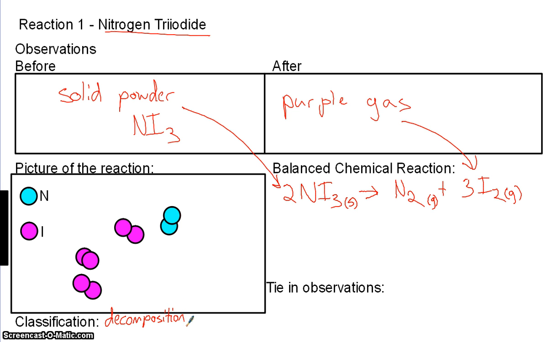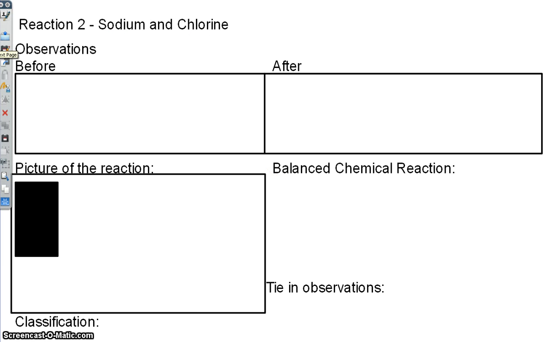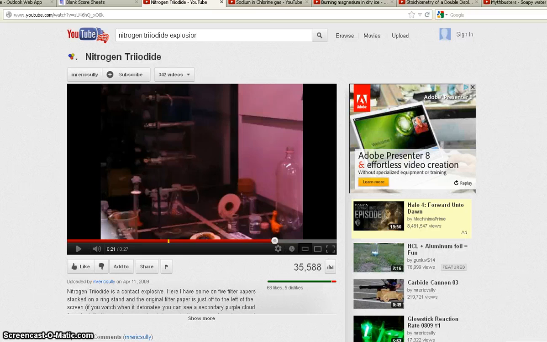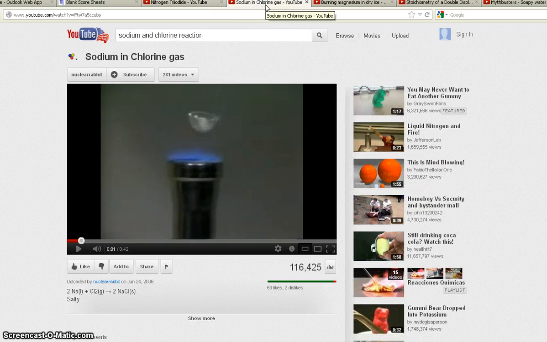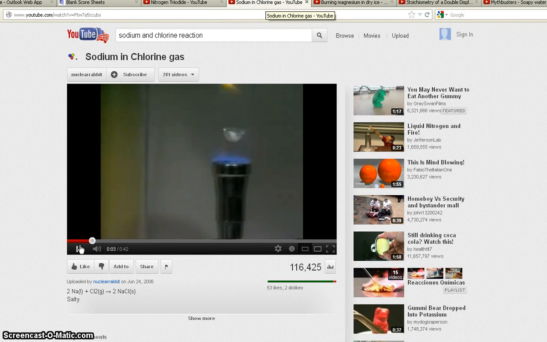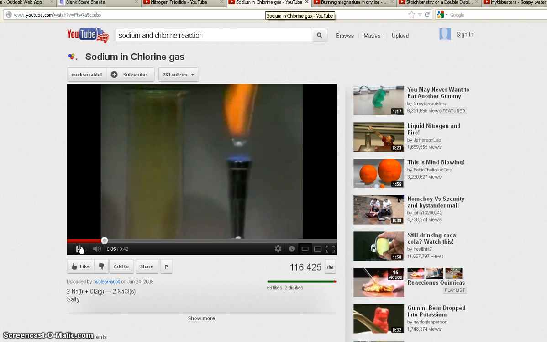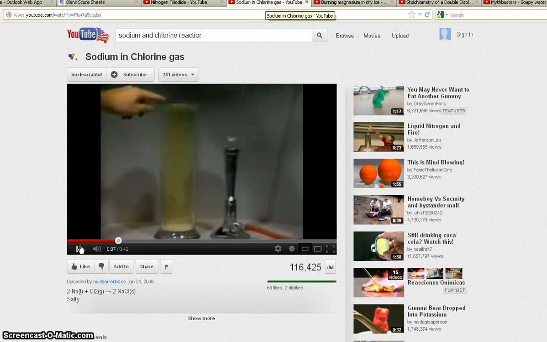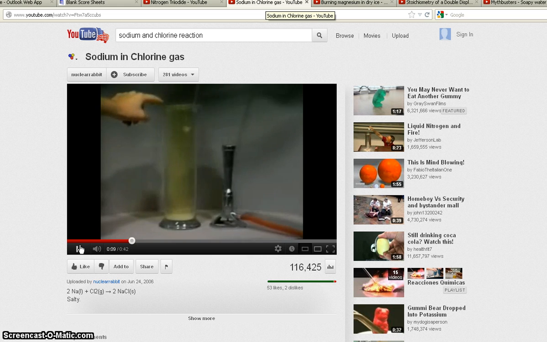Okay? So moving right along. The next one we're going to look at is sodium reacting with chlorine. So we'll go find another video here. Sodium is heated until it melts and just begins to burn. So there's sodium metal in that spoon. Starting as it's melted, so it's liquid, put in chlorine gas.